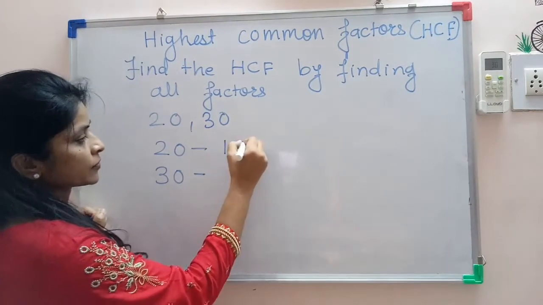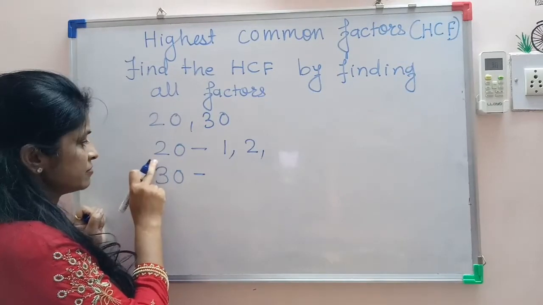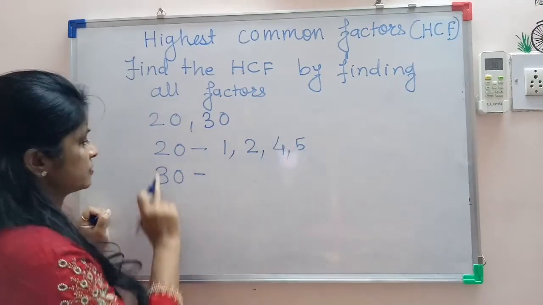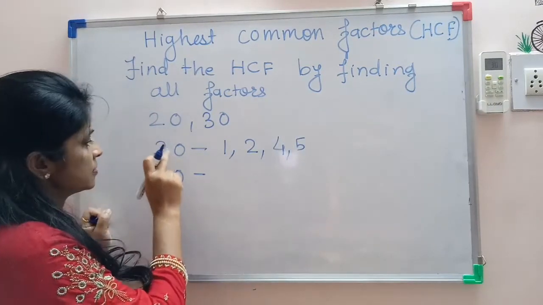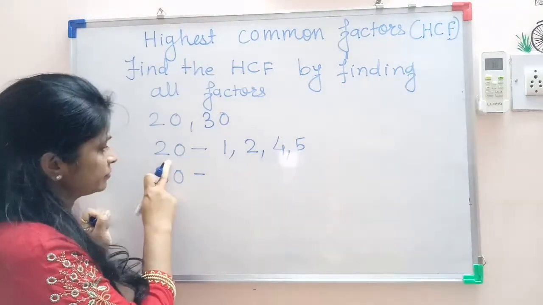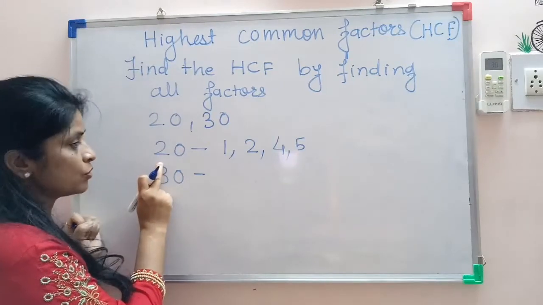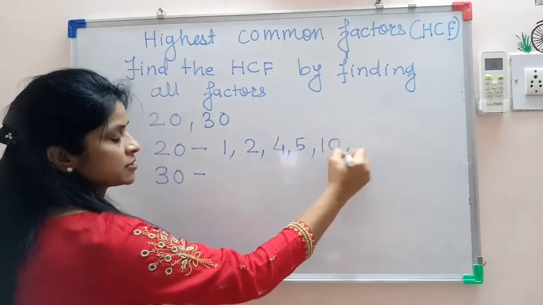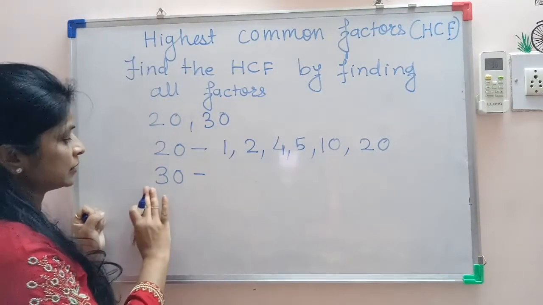1, 2, it is not divisible by 3, 4, 5, not by 6, it is not divisible by 7, 8, not by 8, 9, no, 10 is the factor and 20 is the factor.